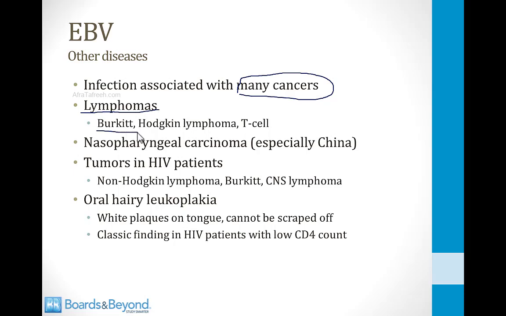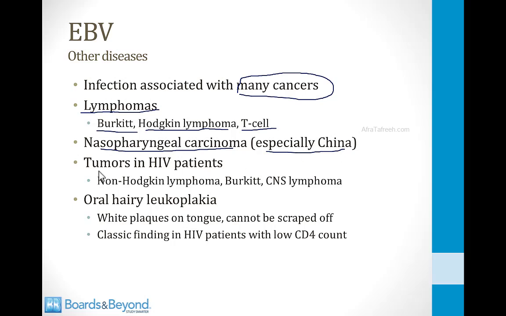Some of these include Burkitt's lymphoma, which is a rare lymphoma that occurs in children in Africa, also Hodgkin's lymphoma and T-cell lymphoma. There's a rare tumor of epithelial cells called nasopharyngeal carcinoma that develops in the nose and pharynx, and in China and other areas in Asia, this has been associated with Epstein-Barr virus infections.